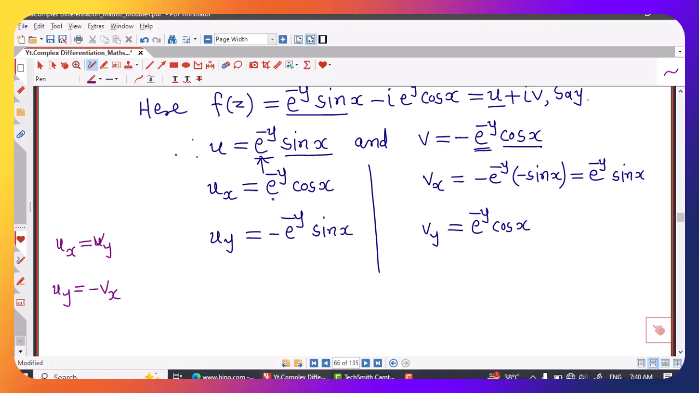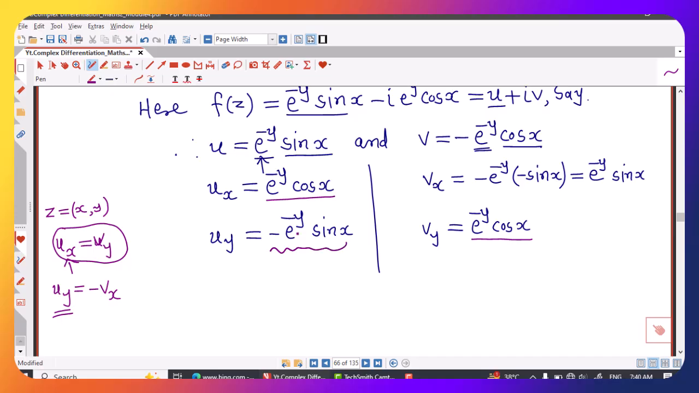So if we observe these two functions, here del u by del x is e raised to minus y cos x at any point xy, and del v by del y is also e raised to minus y cos x at any point xy. That means this equation is satisfied at all points z equal to ordered pair xy in the complex plane.